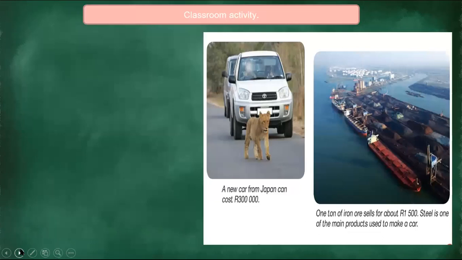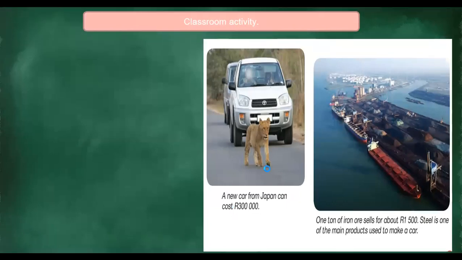So let's move to another activity. Here with me, you see a new car from Japan. It costs 300,000 rand. A ton of iron ore sells for about 1,500 a ton. Steel is one of the main products used to make a car. So we see the difference here.